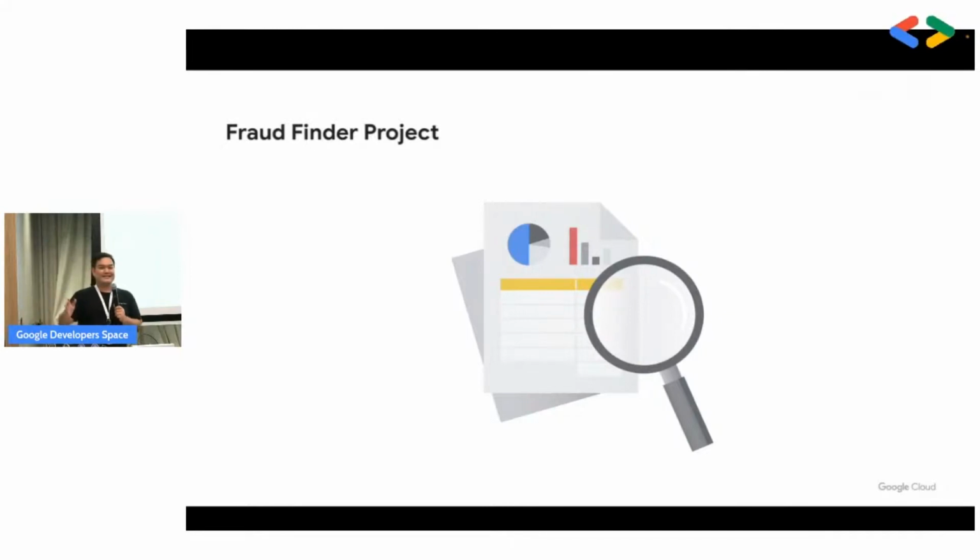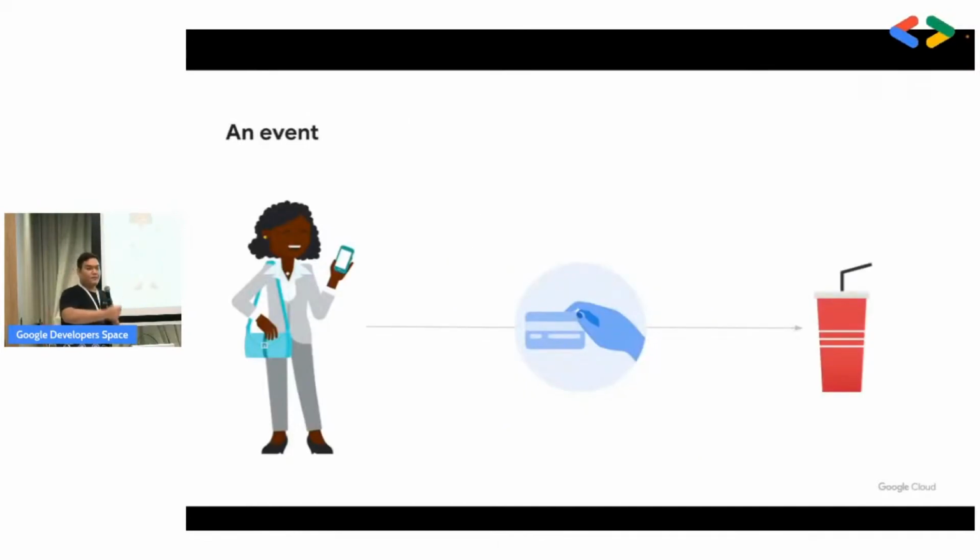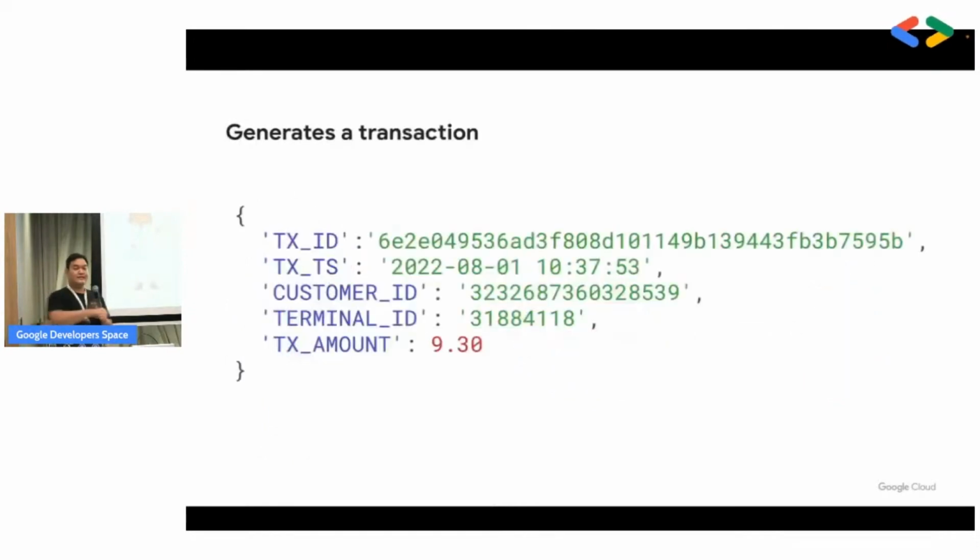Regardless, I will cover the basics and then we go deeper into how we work with Apache Beam to create features for a machine learning system. The project that I'm working on is called the Fraud Finder project. It tries to find fraud in credit card transactions. When a customer purchases something, that event generates data: transaction ID, transaction timestamp, customer ID, the terminal ID you purchased with, and the transaction amount, how much you paid for it.